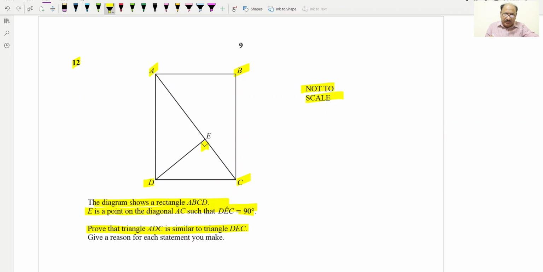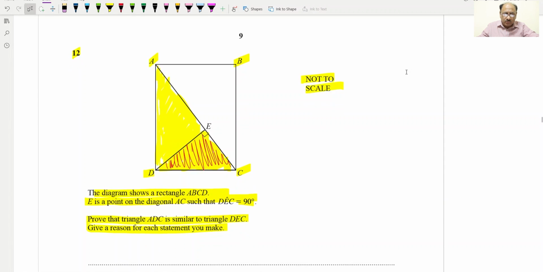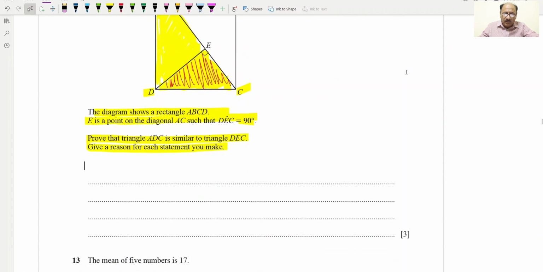Prove that triangle ADC is similar to triangle DEC. Now ADC is which one? ADC is this whole triangle. And DEC is this smaller triangle. So we need to show that these two triangles are similar, and we have to give a reason for each statement also.